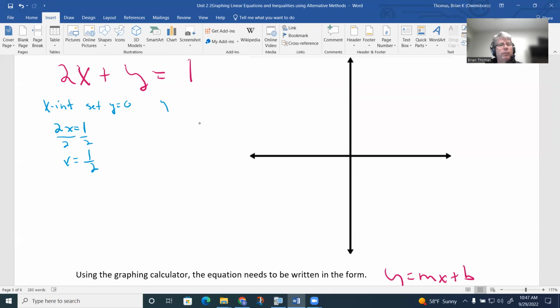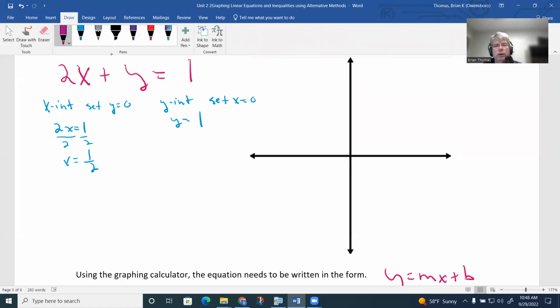To find the y-intercept, we set x equals 0. That means the x term drops out. We just have y equals 1. So if I sketch this out here, I need half marks. So I'm going to have 1/2, 1, 1 1/2, 2, 2 1/2, 3. So make me some little half marks here. Negative 1/2, -1, -1 1/2, -2, -2 1/2, -3.